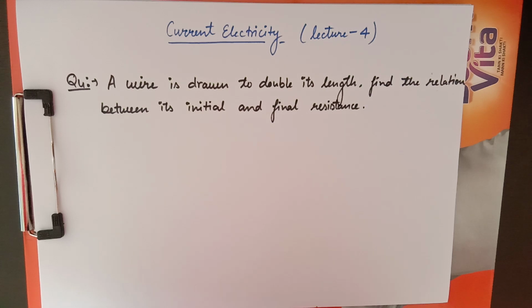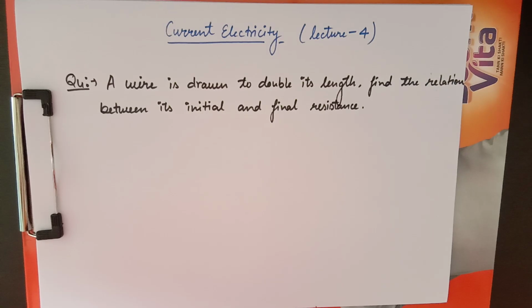In the previous lecture we discussed the very fundamental law of current electricity, that is Ohm's law. We proved Ohm's law by analytic method also. After that we discussed the specific resistance or resistivity of a metal. After that we calculated the relation between resistivity and conductivity. We found the relation between current density and electric field.